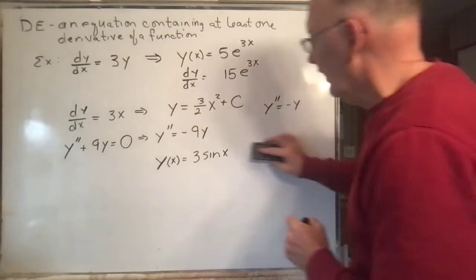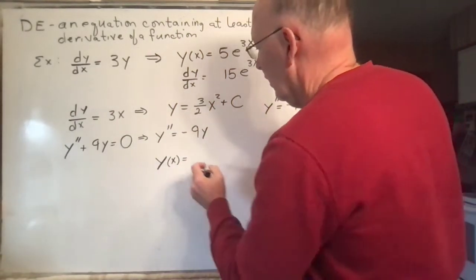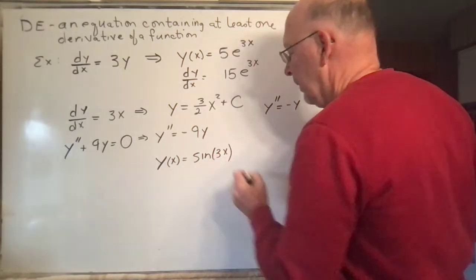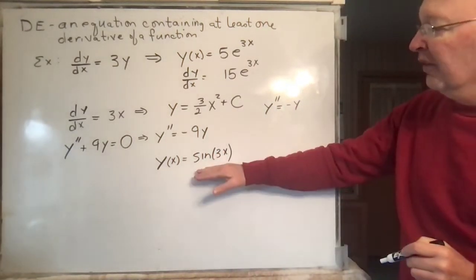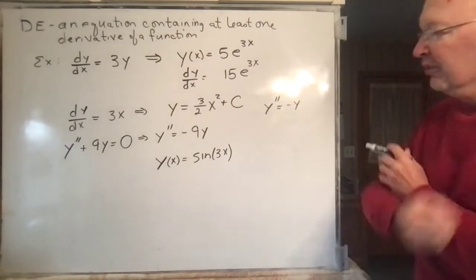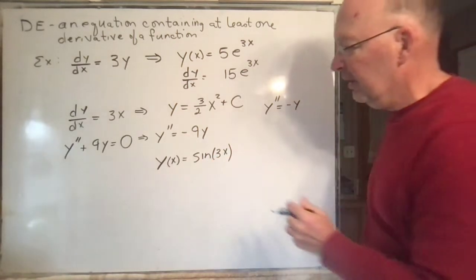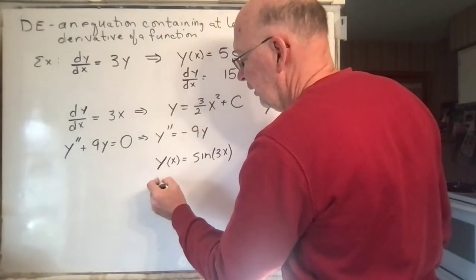I'm sorry, not 3 times the sine of x. Sine of 3 times x. And again, we're going to learn how to do all this stuff later on. I'm just giving you examples here. So let's check it out. Here's a function. If I take the first derivative, what do we get?